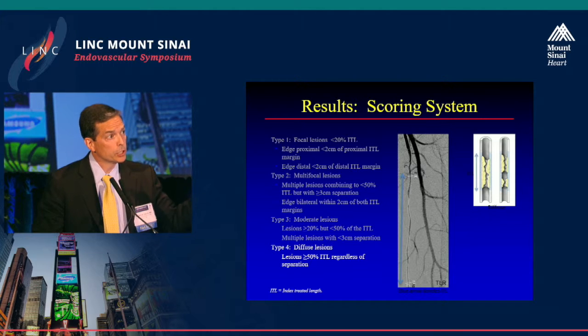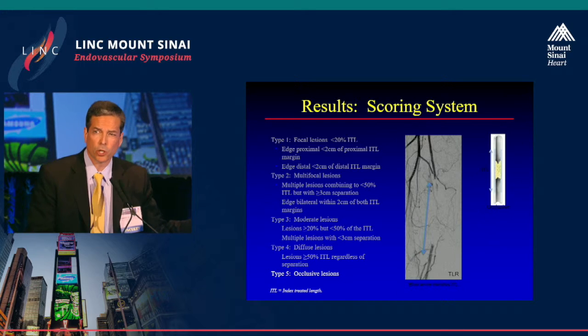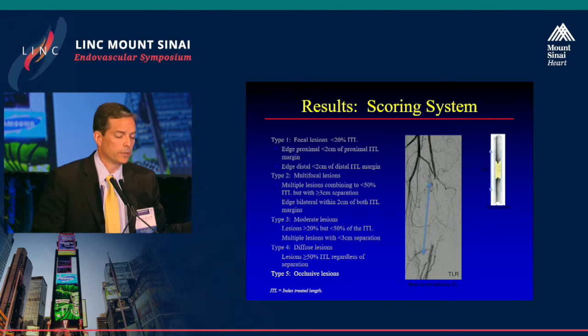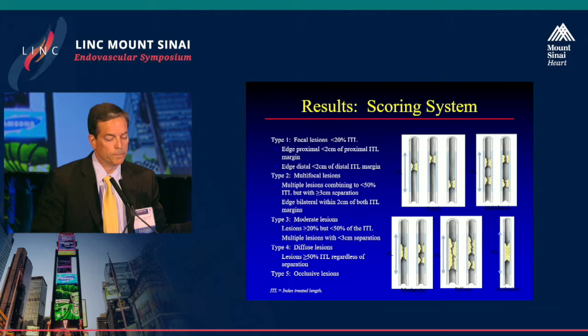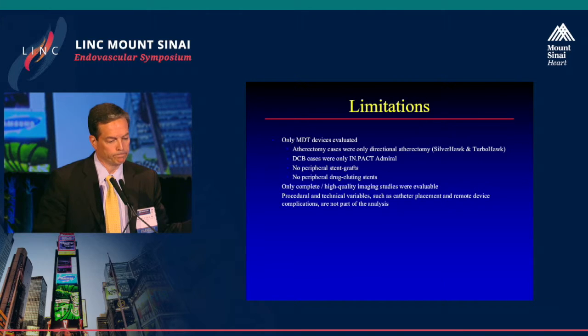And then you had the diffuse lesions, like was shown previously, with greater than 50% of the intended treatment length, regardless of separation. And ultimately, as Andre was just showing you, an occluded artery is fairly easy to score as being occluded. So these are the 5 points that we're going to be using, and we put our stake in the ground as to whether or not this is a defined endpoint.